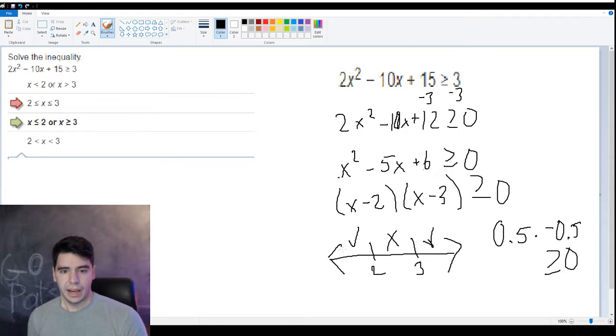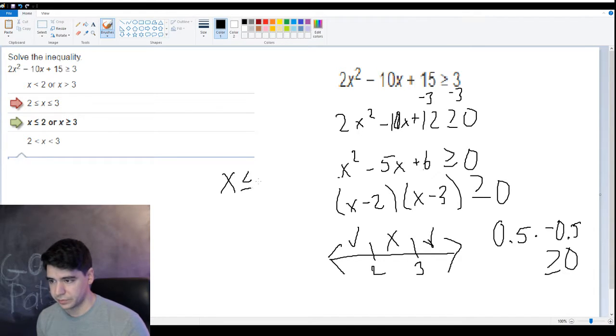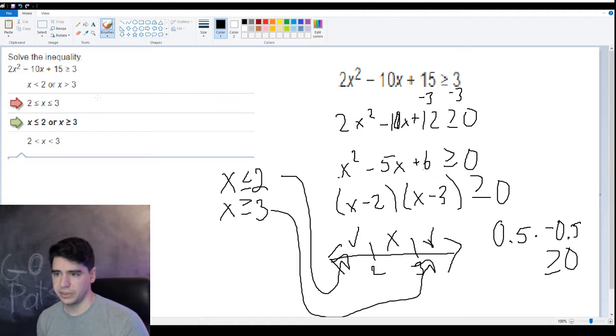And so I can tell you that the solution is either x is less than or equal to 2, or x is greater than or equal to 3. Because this guy corresponds with this, and this guy corresponds with this. And so that's how you get to this guy right here.